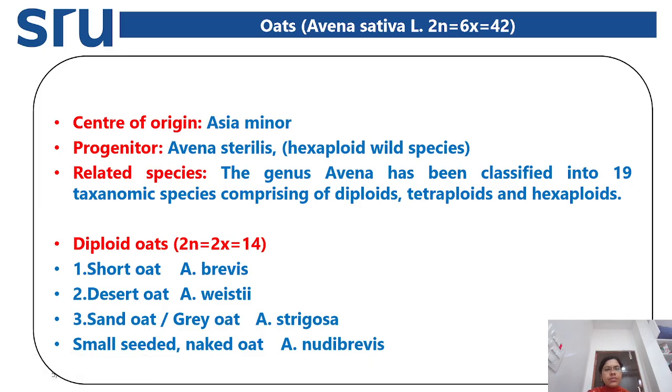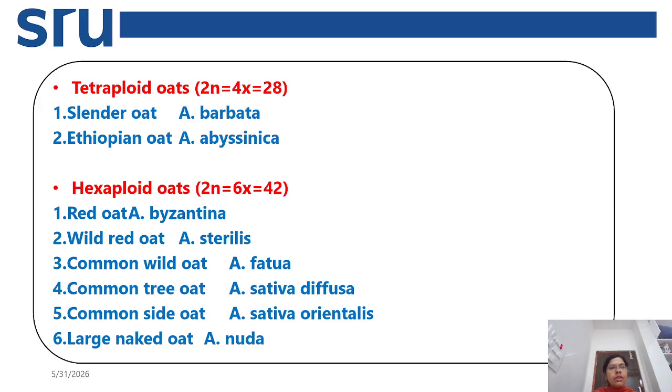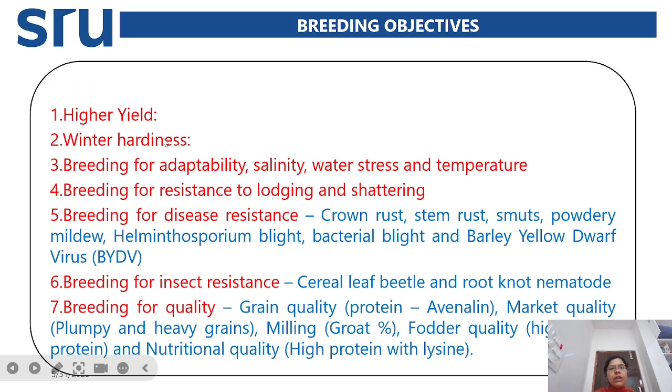So here the genus Avena was classified into 19 taxonomic species. It has diploid species, tetraploid species, and hexaploid species. We have four diploid species in the case of oats, two tetraploid species, and next we have the six hexaploid oats. Next, coming to the breeding objectives, the first is higher yield.